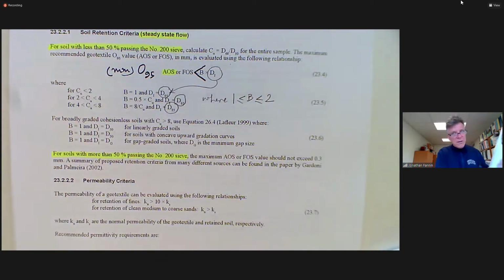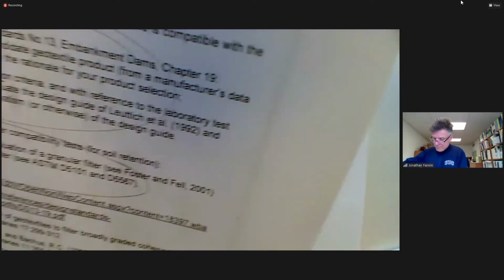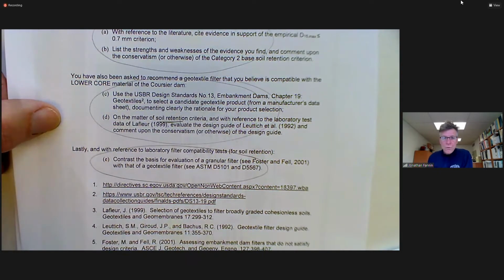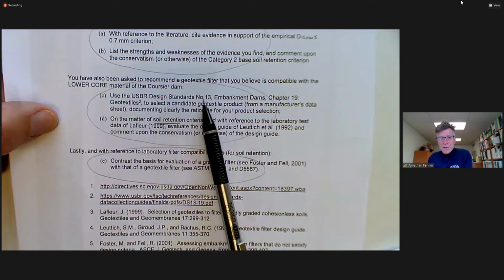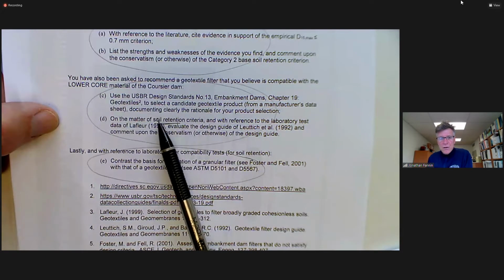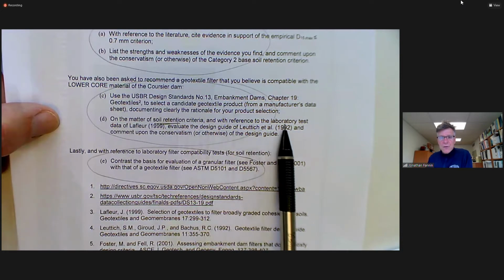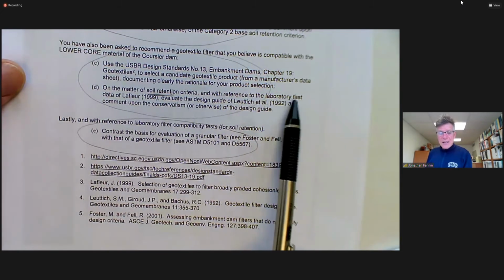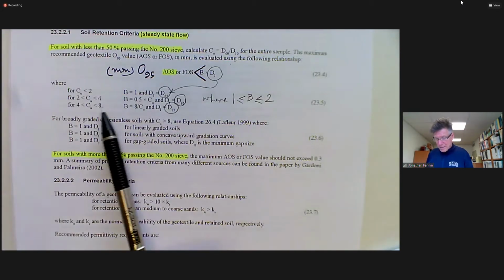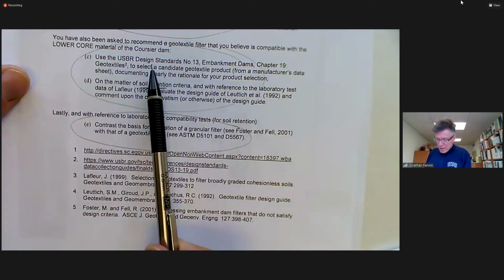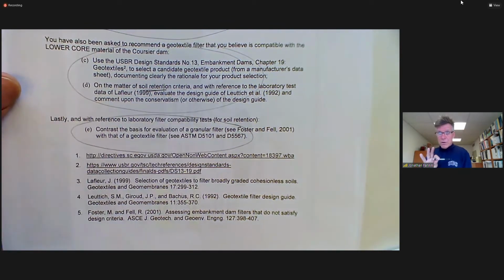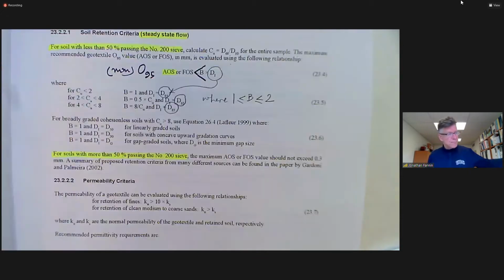And again, if I interweave the lecture material with the homework assignment, in the second part, where I ask you to employ the USBR design standards, then I throw in an addition on the matter of soil retention criteria, and with reference to the laboratory test data of Jean Lafleur 1999, I ask you to take the lab test data from which Jean Lafleur elected to make up these empirical rules, and I get you to check them against Scott Lutich, and we'll hold for Scott Lutich in just a second. We're currently with current Canadian practice, but now we have to put it in a broader context. Okay.